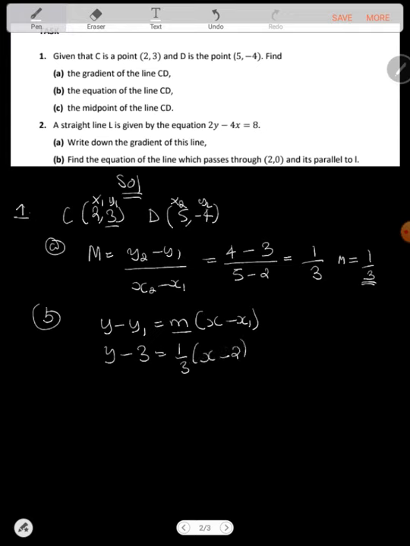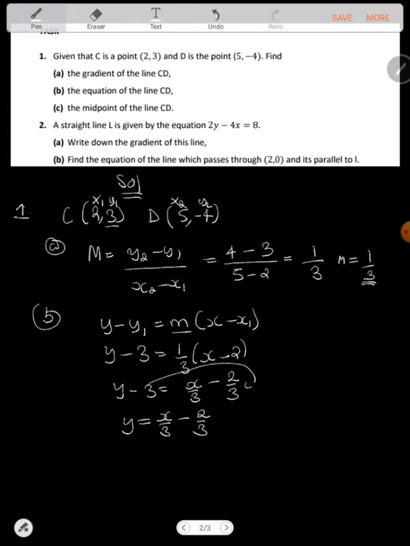You can now multiply. So we have y minus 3 is equal to 1 times x, you get x over 3. Then 1 times negative 2, get negative 2 over 3. So what are we doing? This should come the other side. So we have y is equal to x over 3 minus 2 over 3.